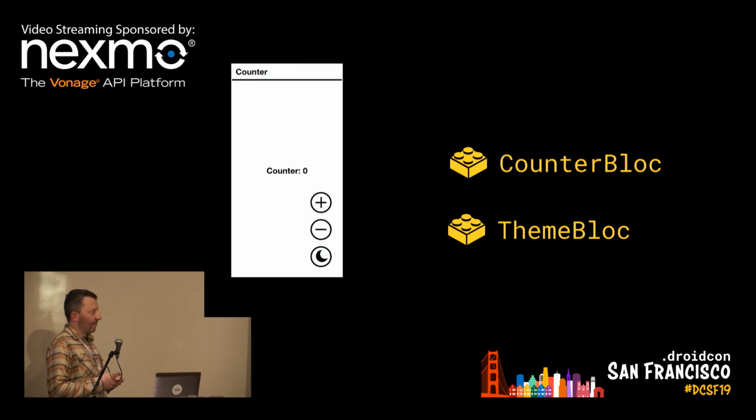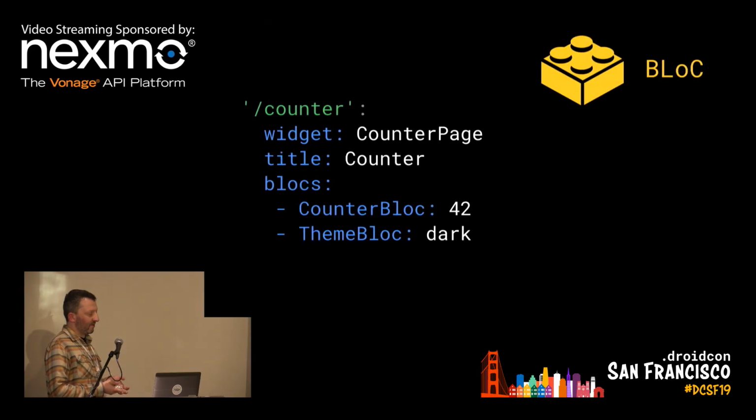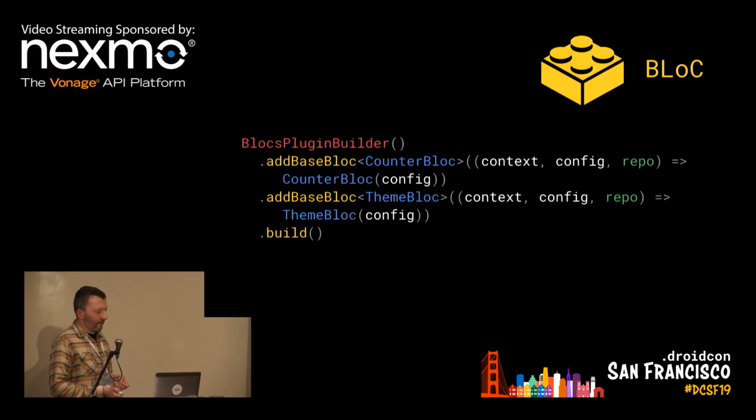And now, with this plugin, you can describe this in your navigation YAML, and so you can put logic in the definition of the screen. And we can also have initial values for the blocs. So rather than having a boring 0, you can have a better number. And you build this plugin using the builder.